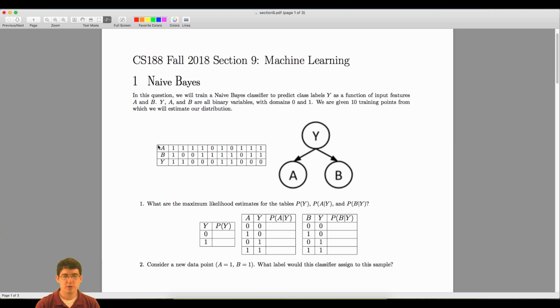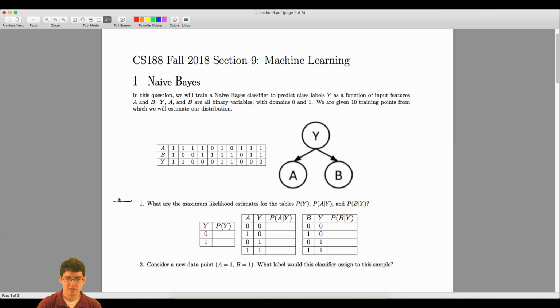So what we're first going to do is we need to figure out what are the probability estimates for this classifier, for this Bayes net. We're going to do that from our training data. So this is part 1, and we're going to use maximum likelihood to make our estimates.